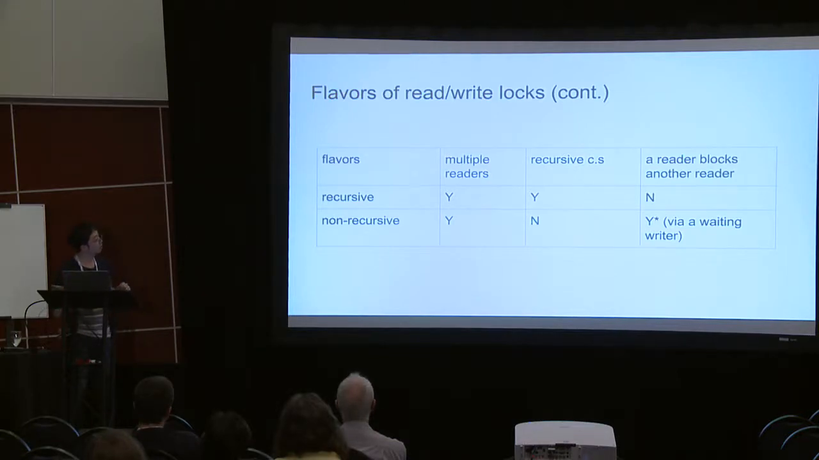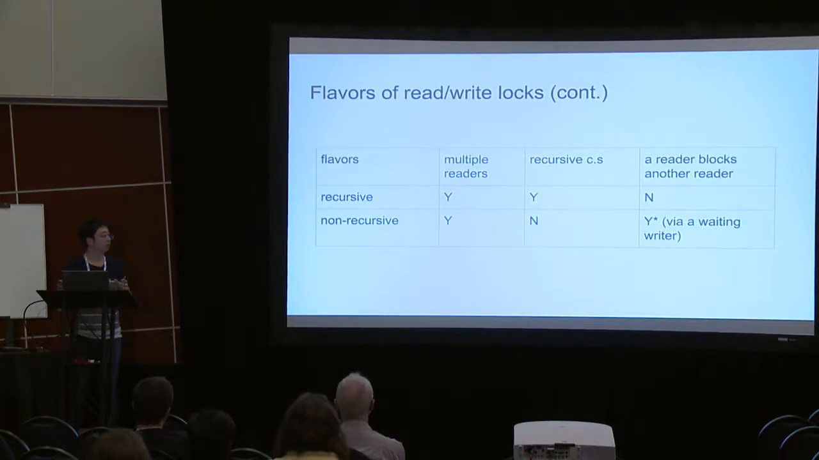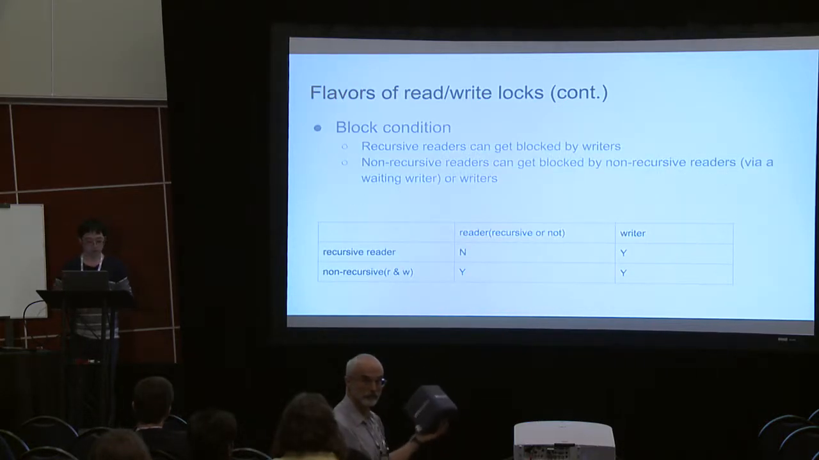Another way to think about the recursive and non-recursive behavior is that the recursive read lock cannot get blocked by another reader, however the non-recursive read lock can get blocked by another reader, which I call getting blocked via a waiting writer. Like the previous case, if there is no W1, R1 and R2 will not get blocked. Okay, does anyone have any question here? Cool, let's move on.